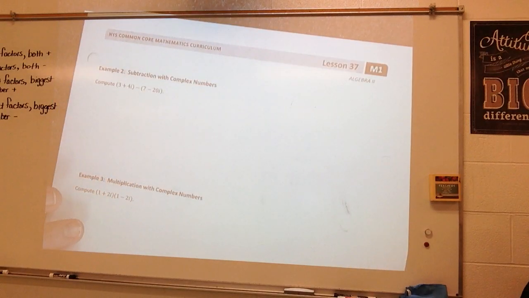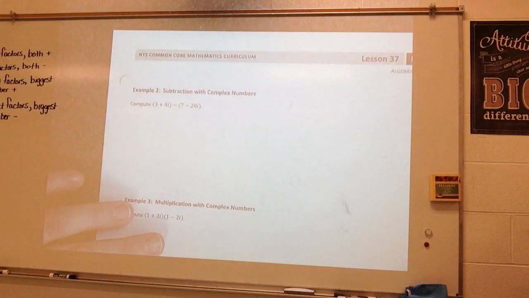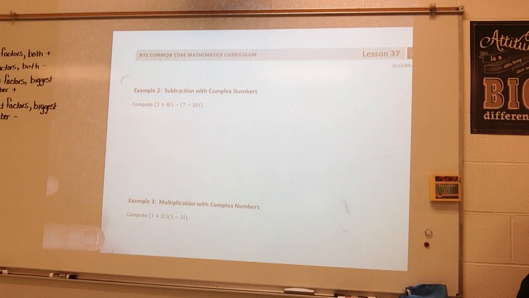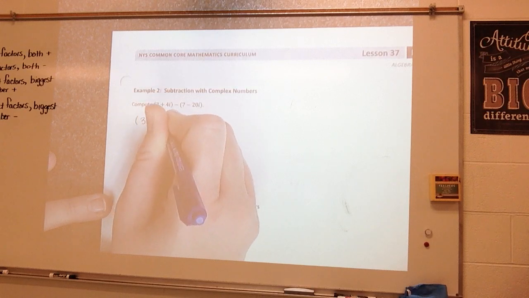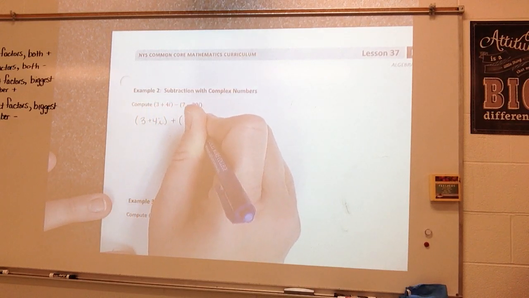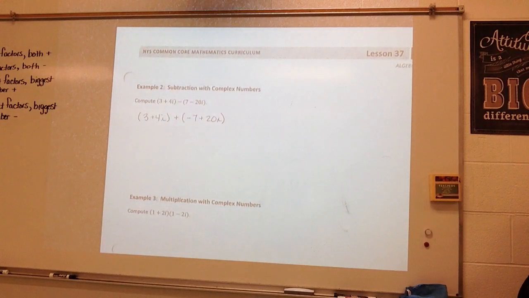Alright, let's look at example number 2. Subtraction with complex numbers. I'm going to do it very similar. It just changes a little bit. Alright, so let's look at this, and we're still going to pull our, here's what I would suggest you do. I would suggest you distribute your subtraction sign and rewrite it as an addition problem. So 3 plus 4i plus negative 7 plus 20i. I think that's going to be easier for you to make sure you keep the signs correct.